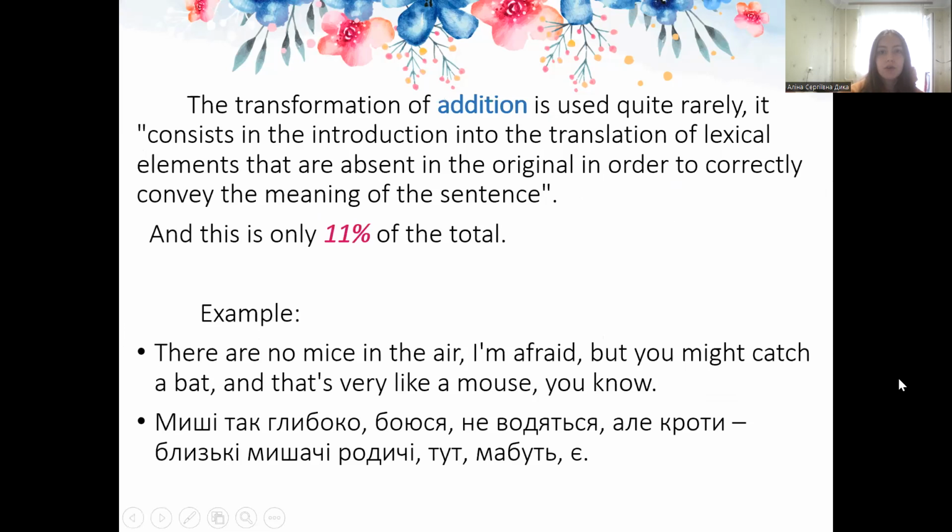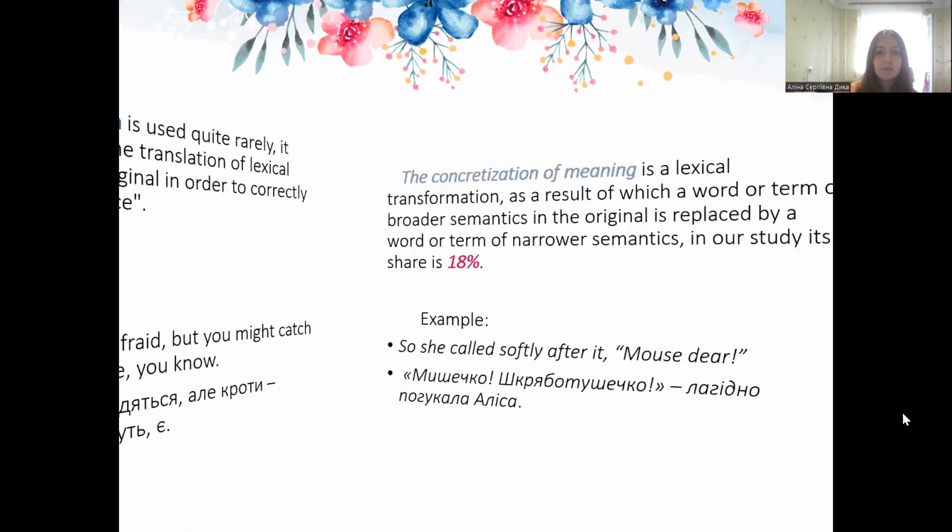The transformation of addition is used quite rarely. It consists in the introduction into the translation of lexical elements that are absent in the original in order to correctly convey the meaning of the sentences. And this is only 11% of the total. "There are no mice in the air, I'm afraid, but you might catch a bat, and that's very like a mouse, you know." Миші так глибоко, боюся, не водяться, але кроти, близькі мишачі родичі, тут, мабуть, є.